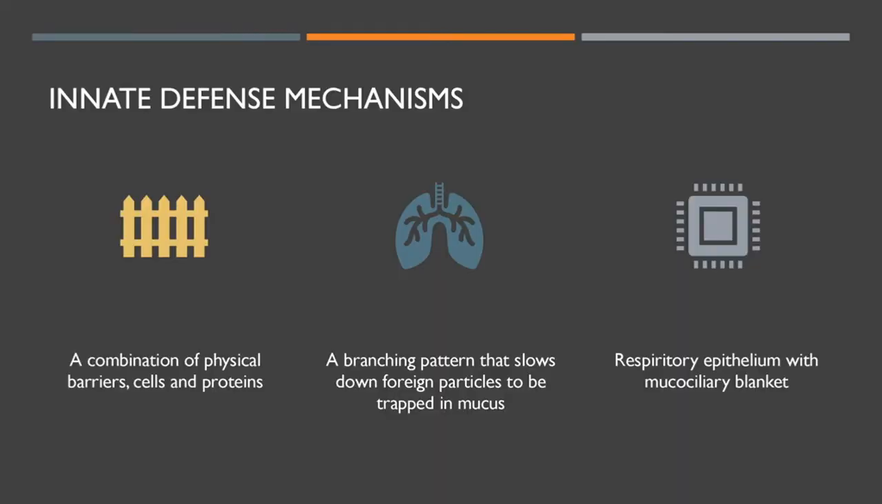So starting in the upper respiratory tract and bronchioles, non-specific protection is imparted by the branching structure and the mucociliary blanket overlying the pseudostratified epithelium with tight junctions and the underlying basement membrane. The branching pattern slows down foreign particles so they can be trapped in the blanket of mucus lining the conducting airways, and the cilia can waft the arrested particles back up to be expelled.